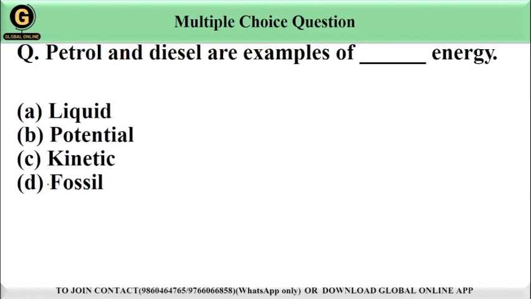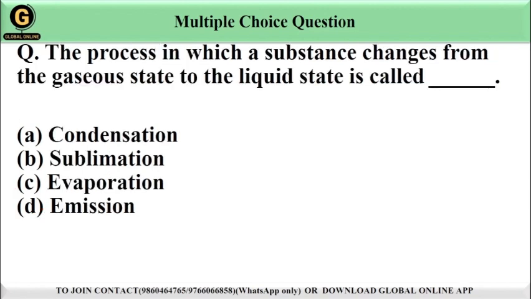So guys, petrol and diesel are examples of fossil fuels, which are derived from the remains of ancient plants and animals. These fuels store chemical energy which can be released through combustion to produce energy. They are not considered as a liquid, potential, or kinetic energy form, although they are in liquid form and can be used to generate kinetic energy in engines. So the correct option for this question is option D, fossil. Let's move on to the next question.